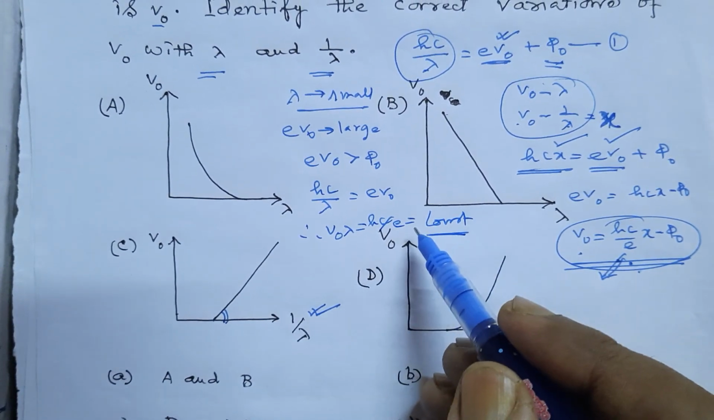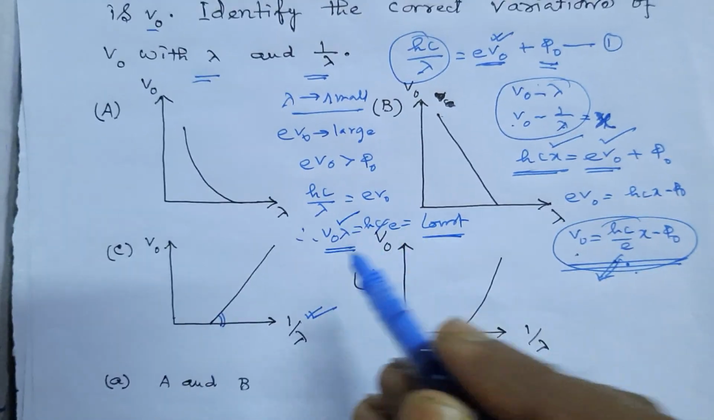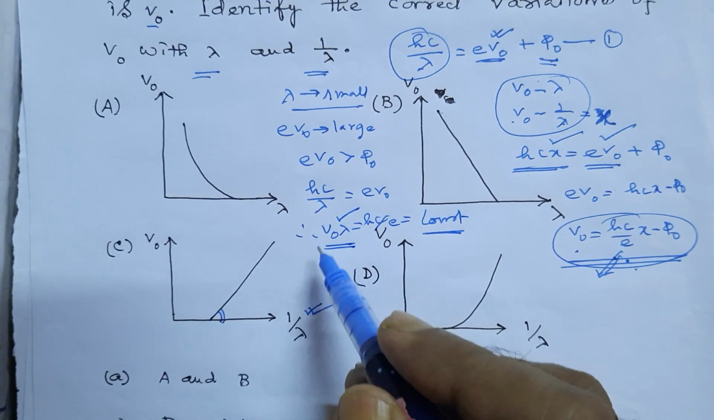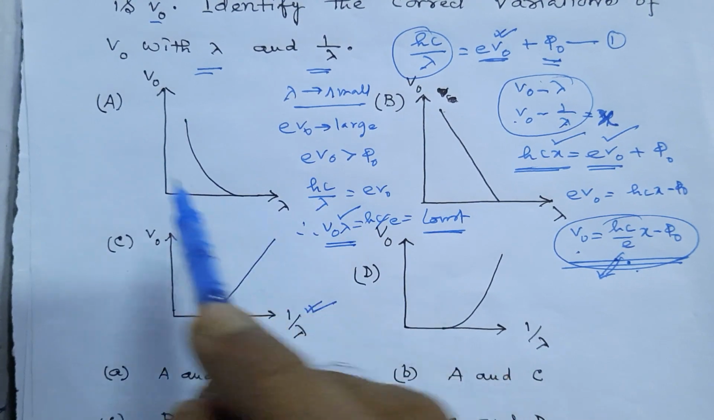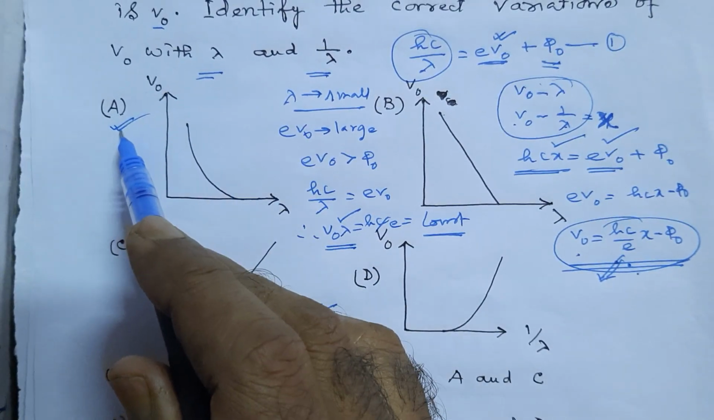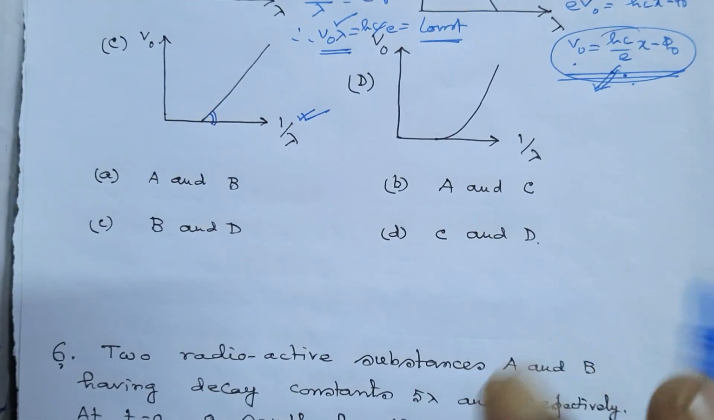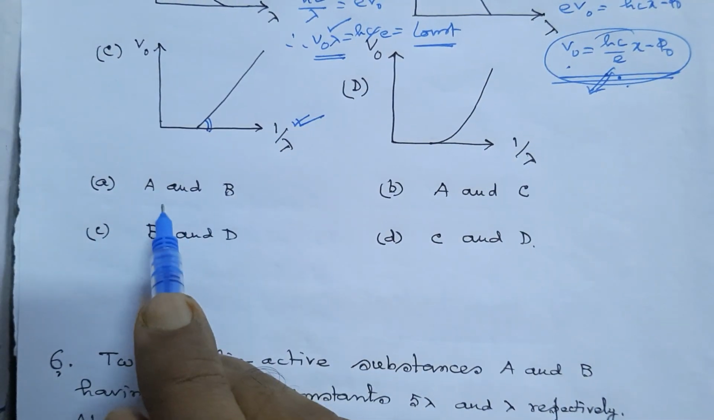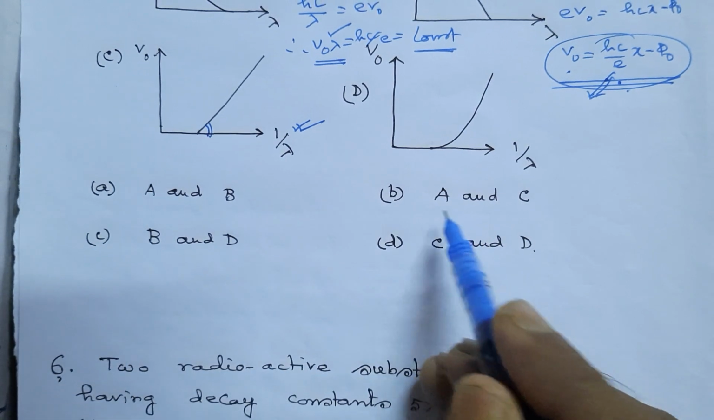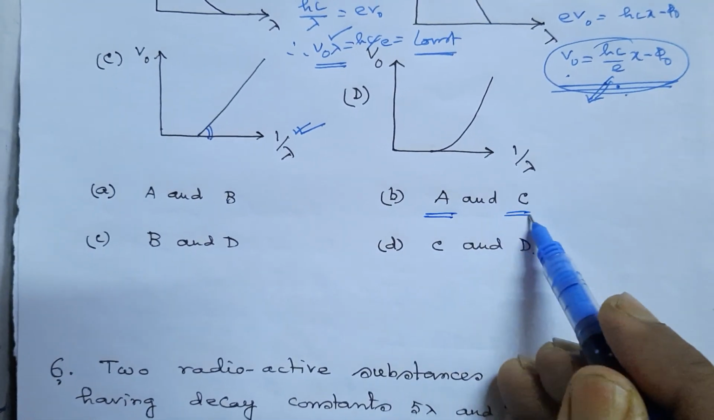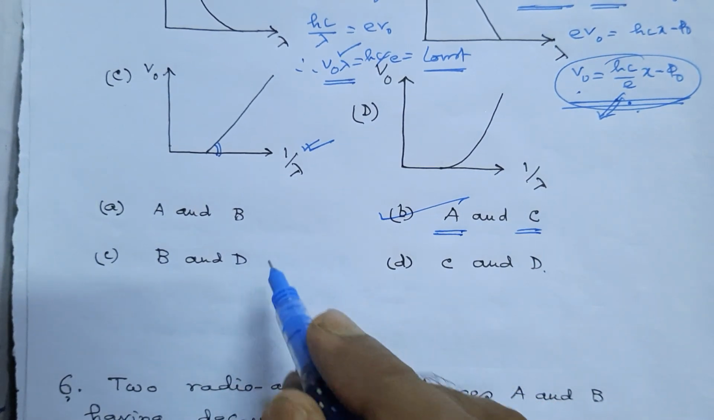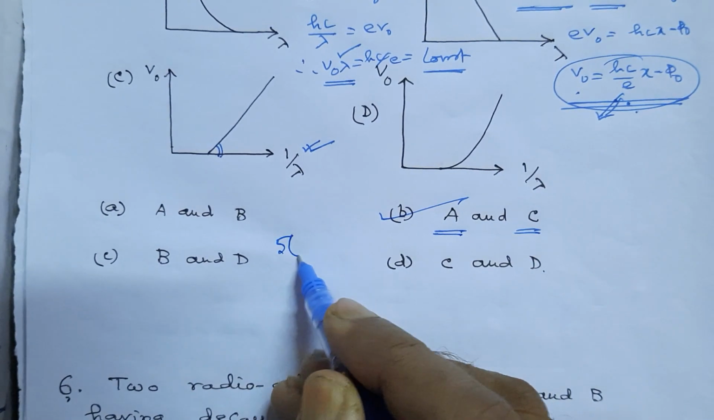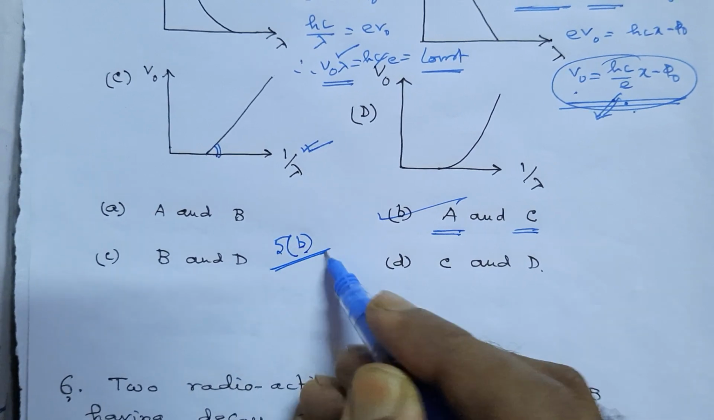So the nature of the curve is almost a rectangular hyperbola, and there is only one curve of that nature, that is A. So our correct options are A and C. And in the multiple choice type, there are two correct answers, and we find that A and C is in option number B. So the correct alternative choice for question number 5 is B.